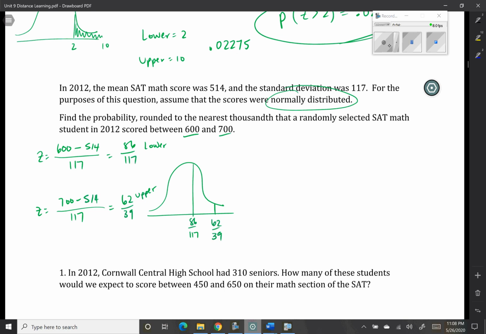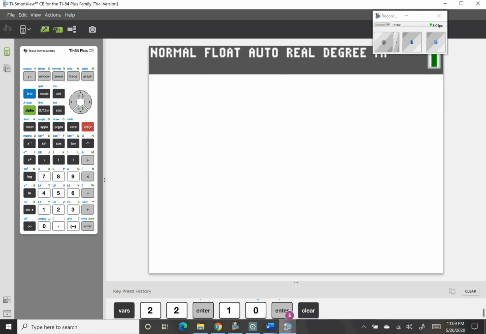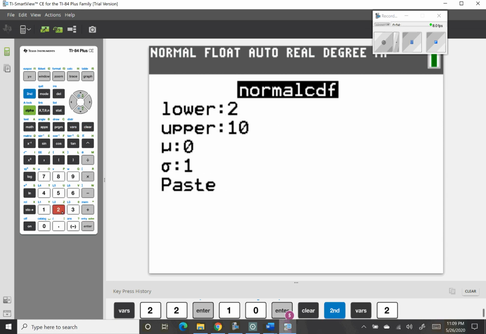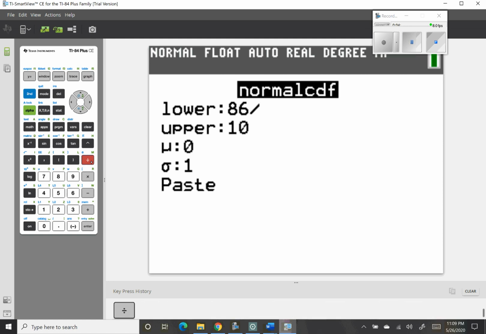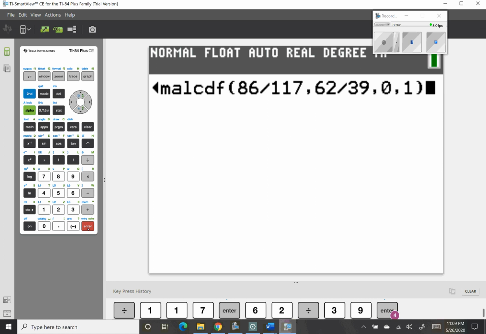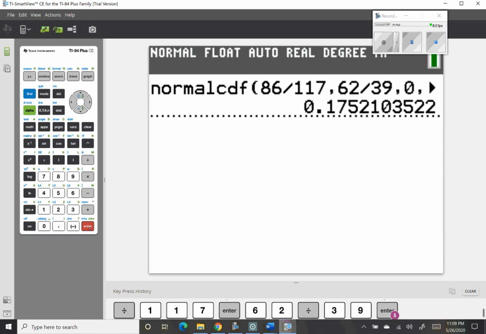So when we go to our graphing calculator, we'll normal CDF this: second, vars, option 2. The lower number was 86 divided by 117. The upper number was 62 divided by 39. The nice thing is you don't have to worry about it. The calculator does all the work for you. So we get 0.175.